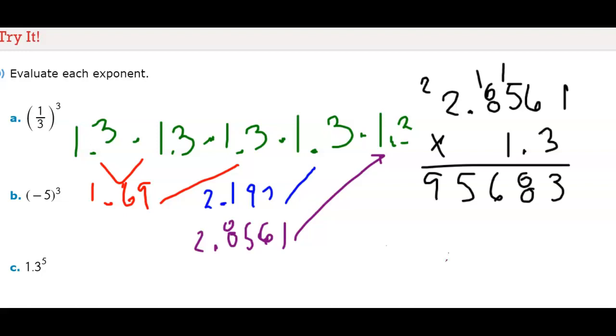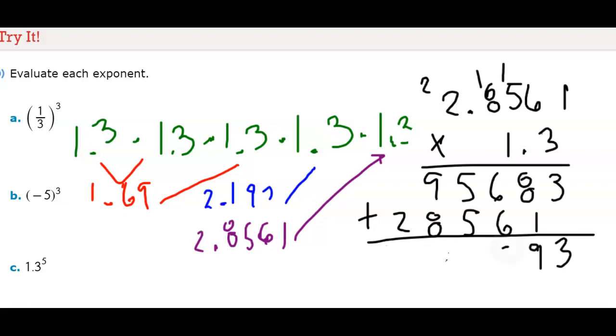Alright, 1 times 1 is 1. 1 times 6 is 6. 1 times 5 is 5. 1 times 8 is 8. 1 times 2 is 2. Now we add this all up. We have 3, 9, 12, 11, 10, 18, and 3.